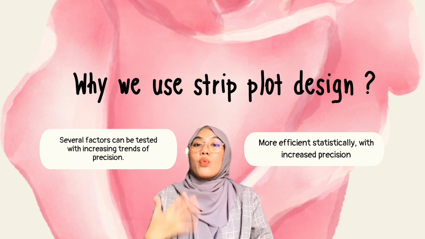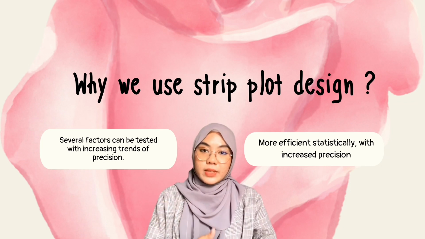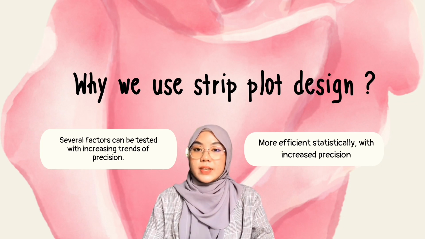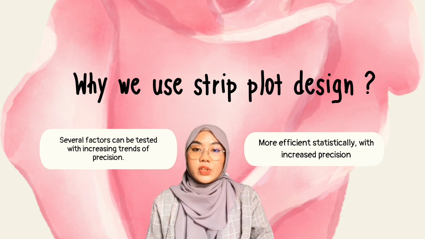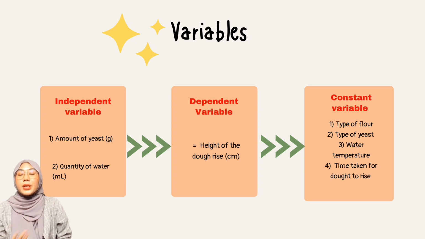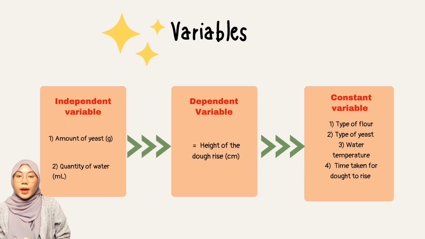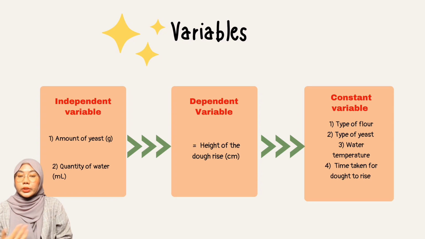You might wonder why we use split plot design as an experimental design. This is because several factors can be tested with increasing precision, and furthermore, this design is more statistically efficient with increased precision. The three types of variables involved in this experiment are constant variable, independent variable, and dependent variable. Constant variables involve type of flour, type of yeast, water temperature, and the rise time. Meanwhile, for independent variables, the first one is amount of yeast and the second one is quantity of water, which are manipulated. Meanwhile, height of the dough rise is the dependent variable in this experiment.